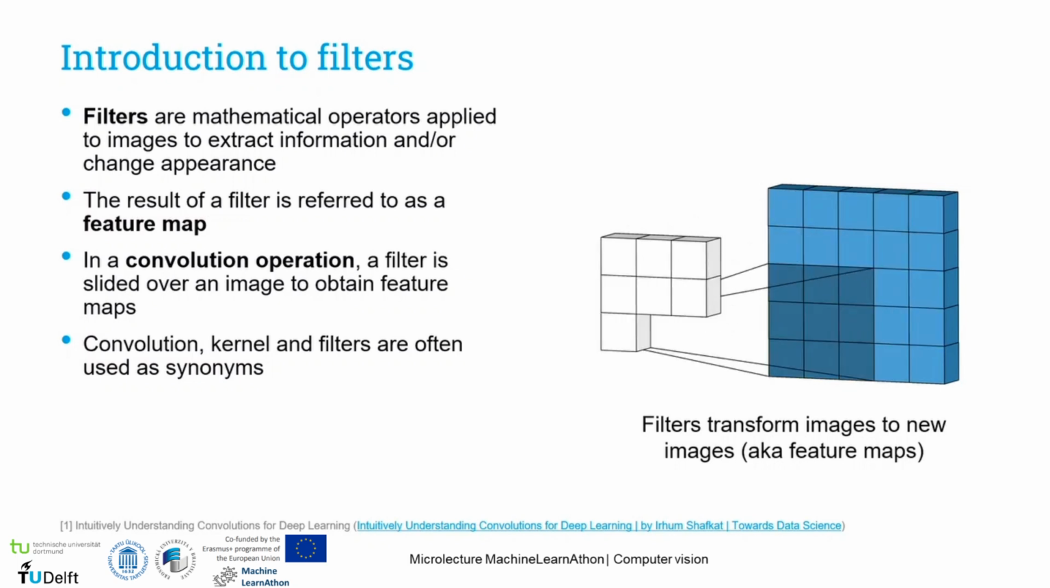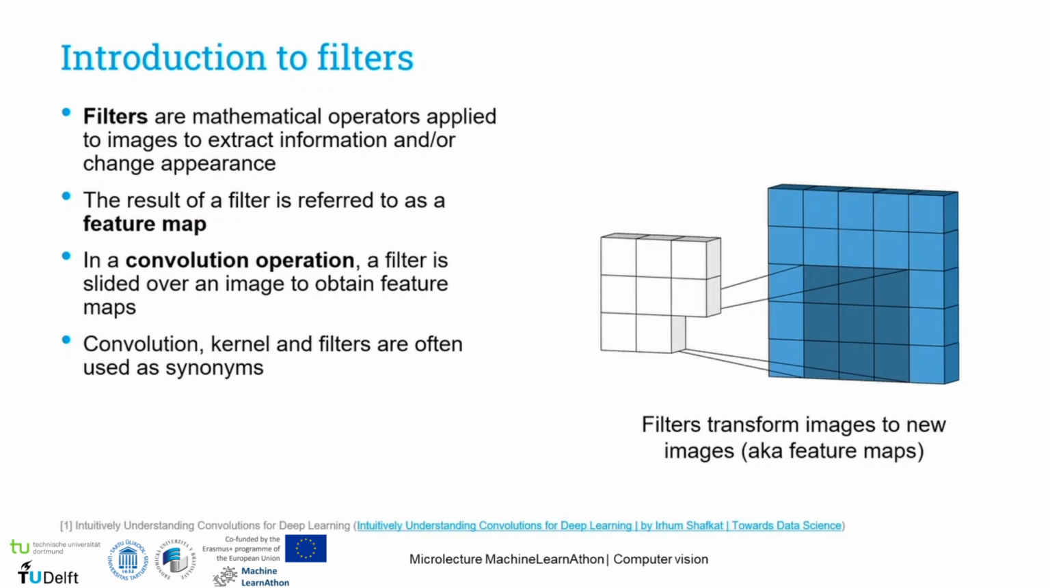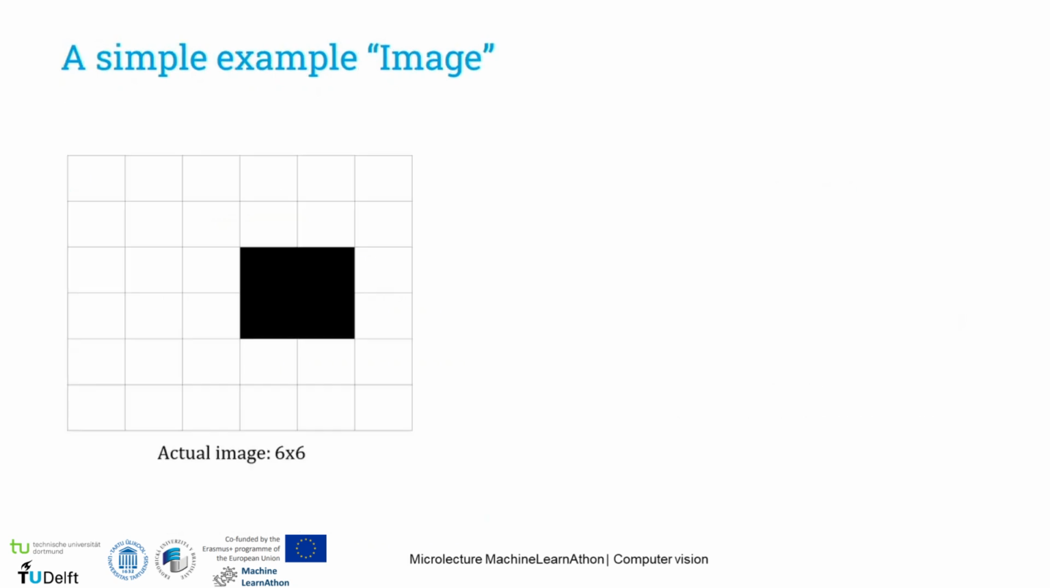So convolutions, we usually use this in the deep learning context, whereas kernels and filters are a bit more from standard computer vision, so from before 2012. And I want to make one example. I think that's easiest to show.